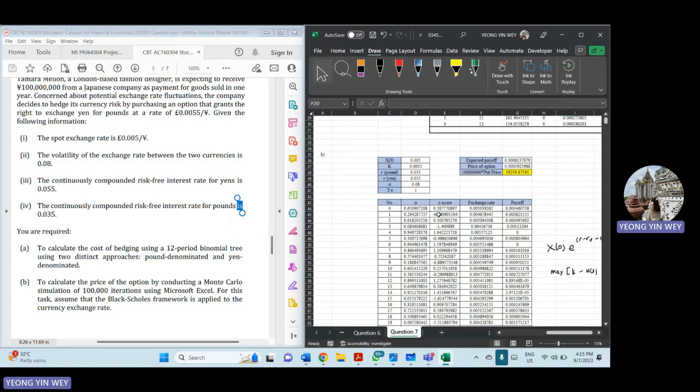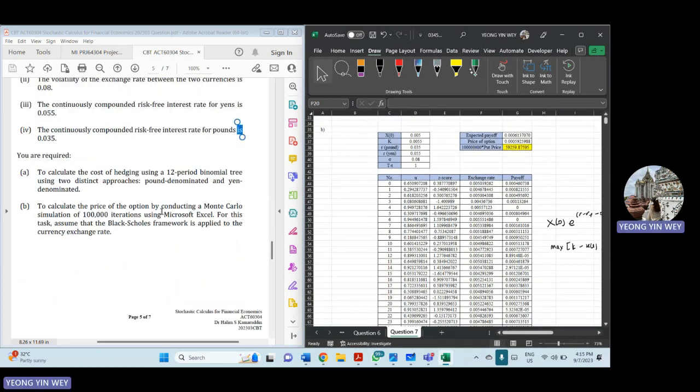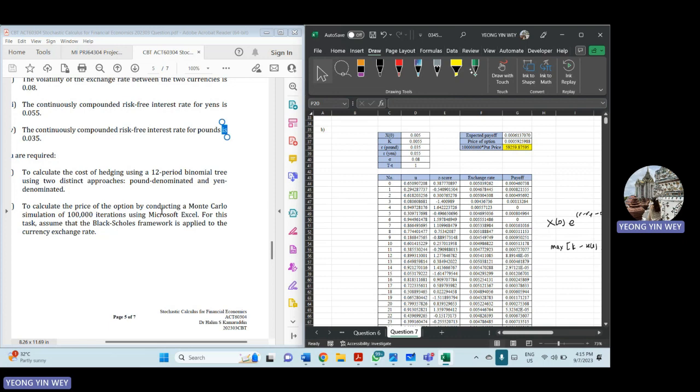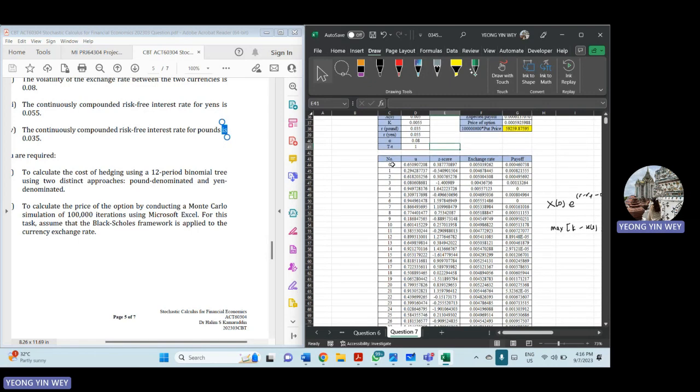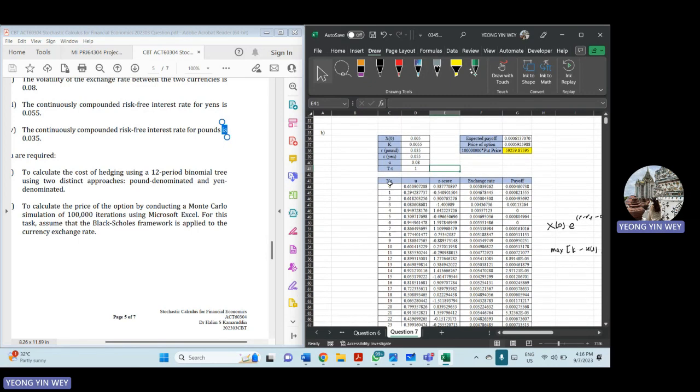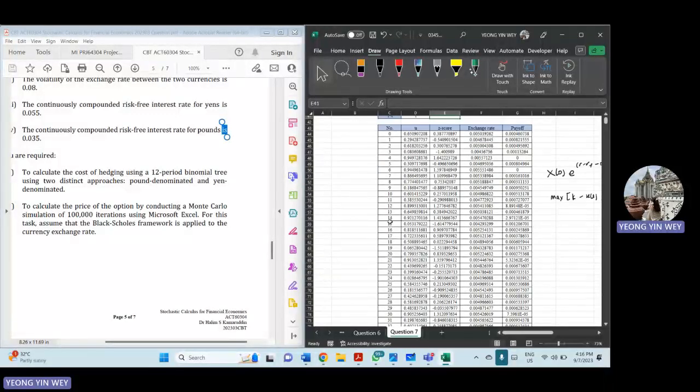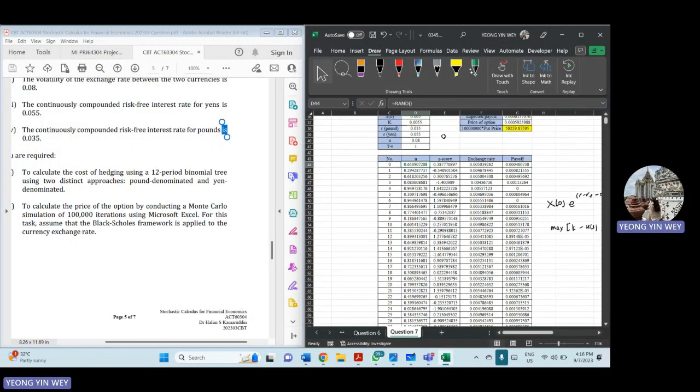Okay, next we will discuss question B. To calculate the price of the option by conducting a Monte Carlo simulation of 100,000 iterations. First, all of this data we can get from part A just now. So we will generate 0 to 100,000 iterations. And for the U, we can generate using RAND, R-A-N-D.